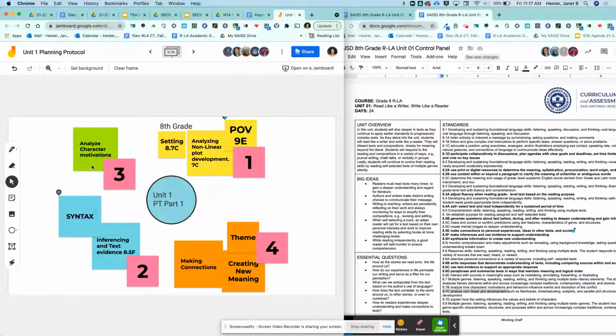Perfect. Analyzing character motivations. Character motivations, I think 7B is going to be the fit for this unit. Perfect. Okay. And then making connections, creating... That's going to be 5E, I believe. And the theme is 9A. That's a big standard. But add that there.